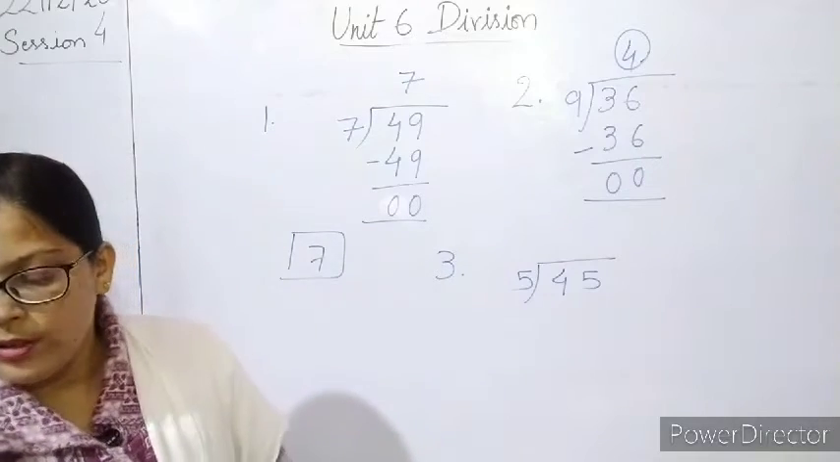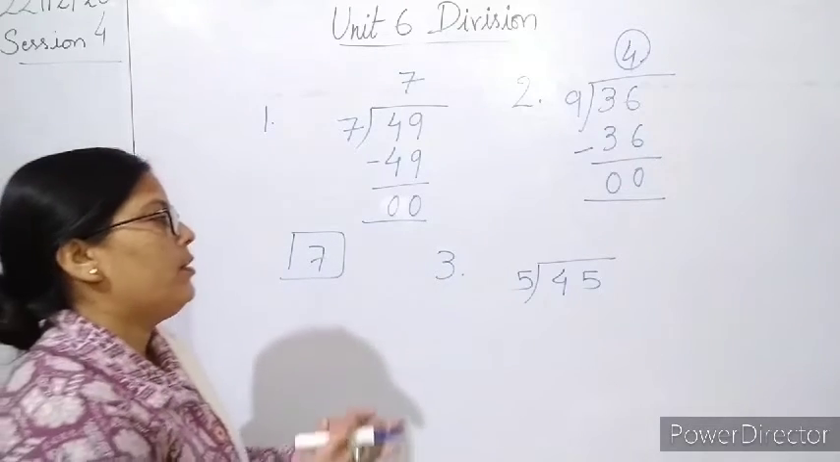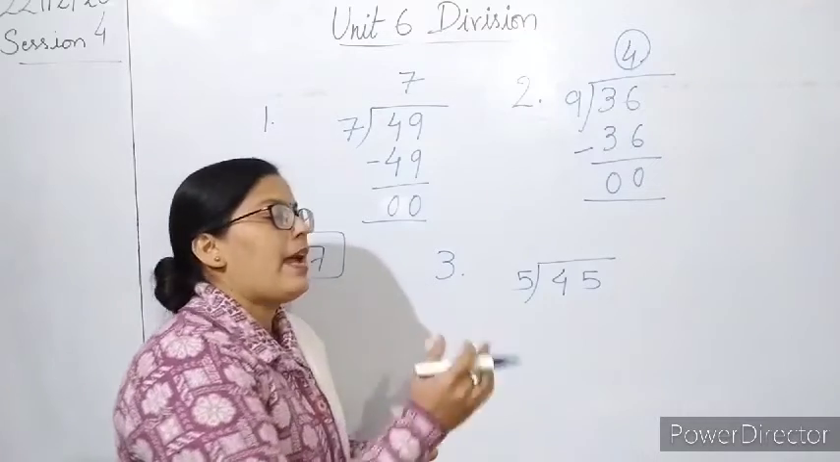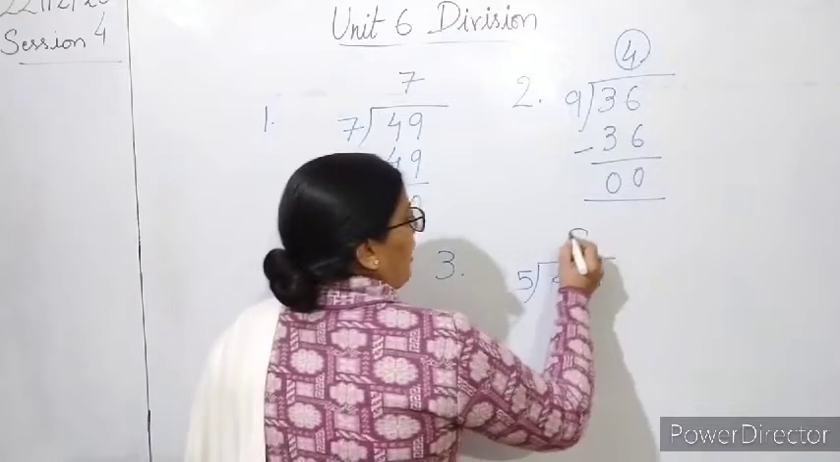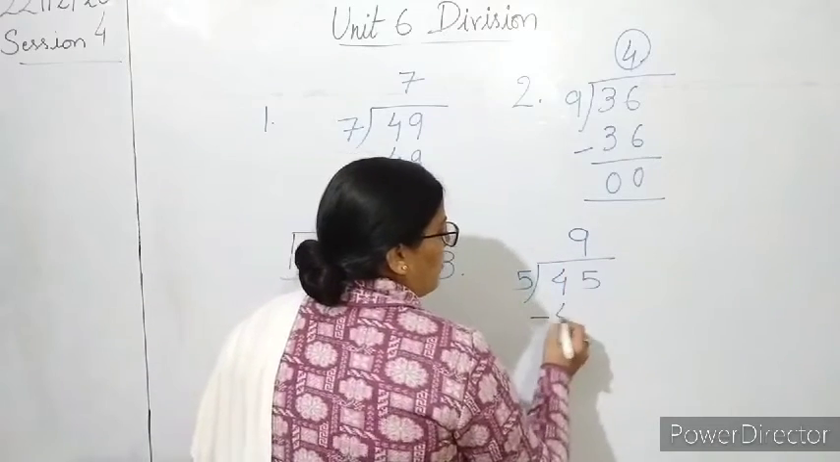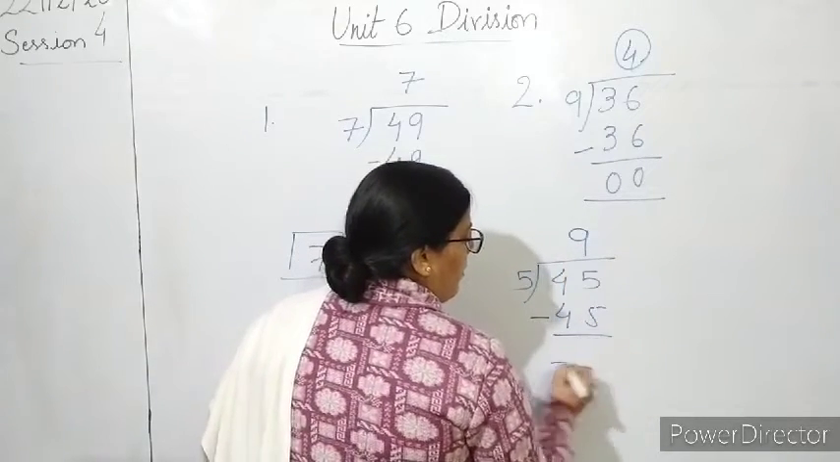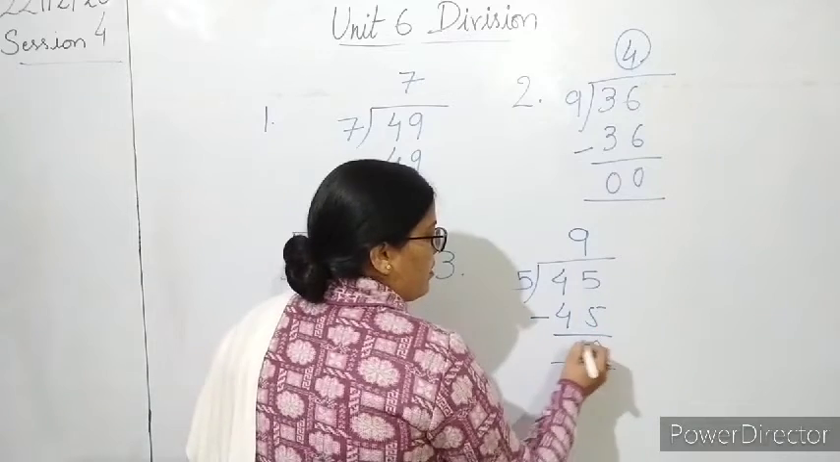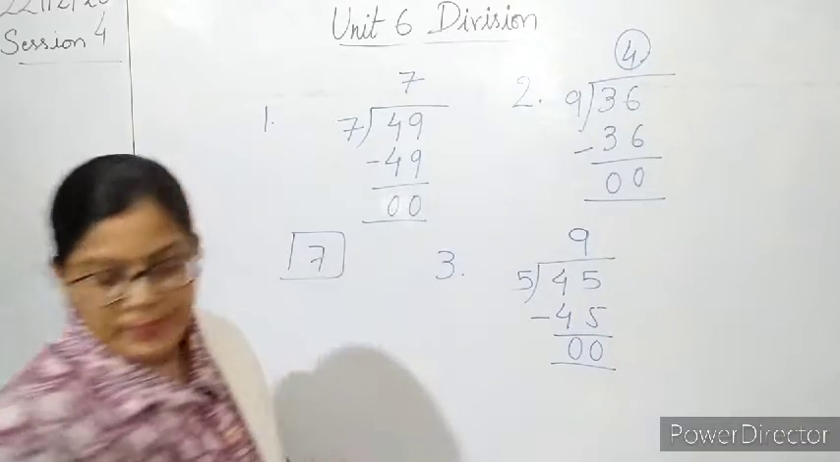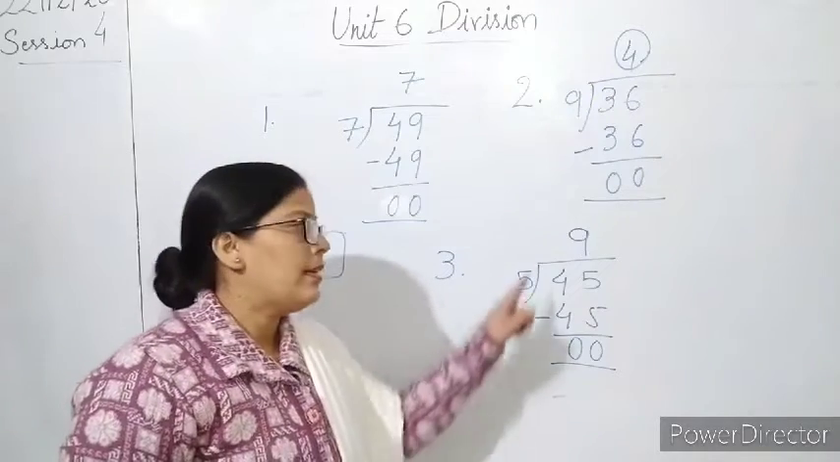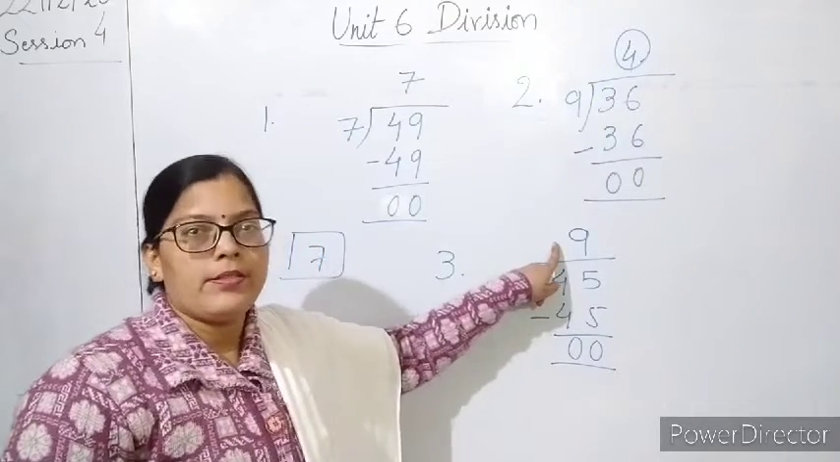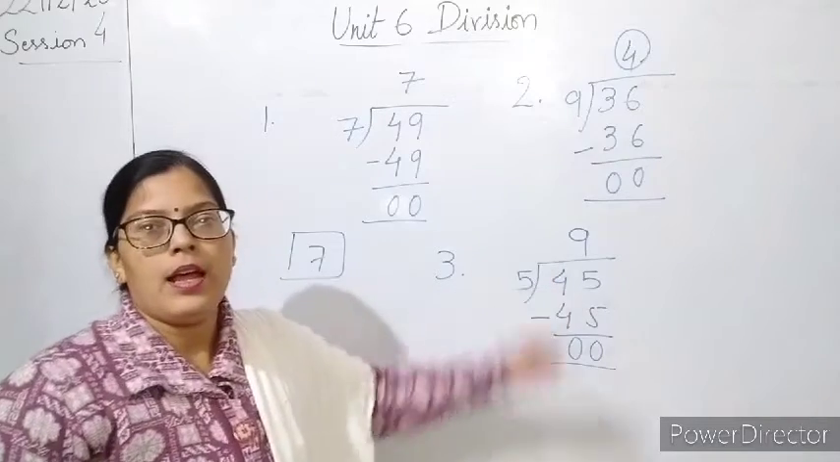When you recall the table of 5, you will find that 5 nines are 45. So write 9 here at the top and subtract 45 from the dividend. 45 minus 45 is 0. So how many trees does each row have? Each row has 9 trees. This is the answer.